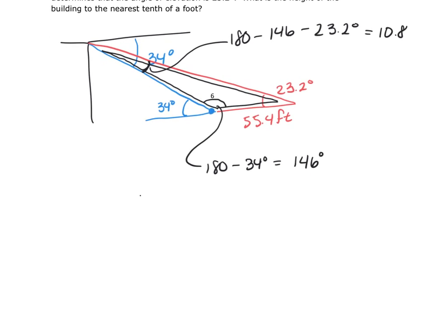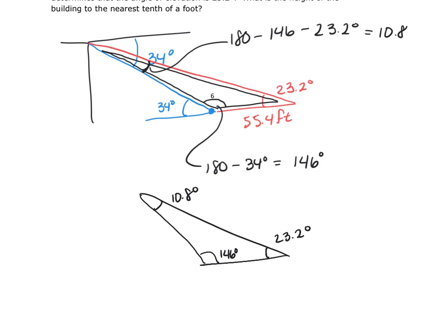So the triangle that we have then looks like this. This is 146 degrees. This is 10.8 degrees. And this one is 23.2 degrees. And we have this, which is the 55.4 feet. Now, it's a two-step process because we want to know the height. So we have to solve for this triangle, and I'm going to call this my A. I'm going to solve for A.